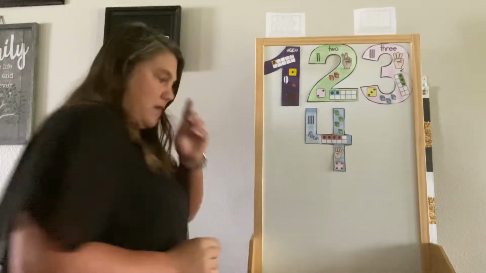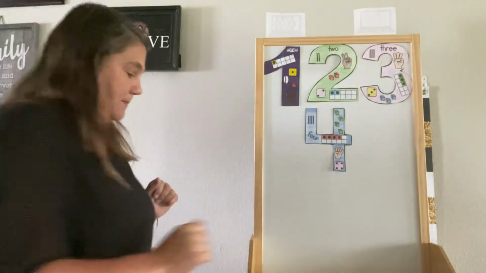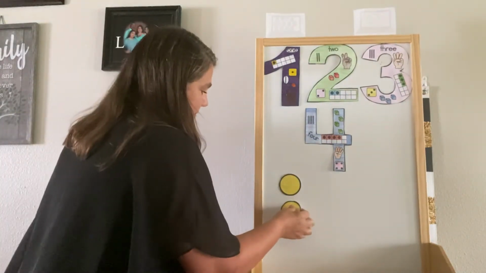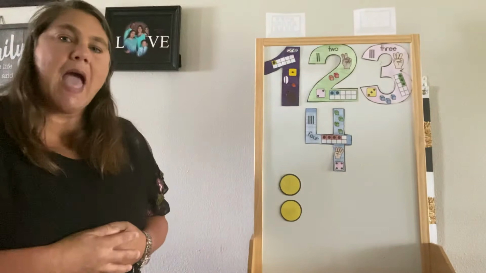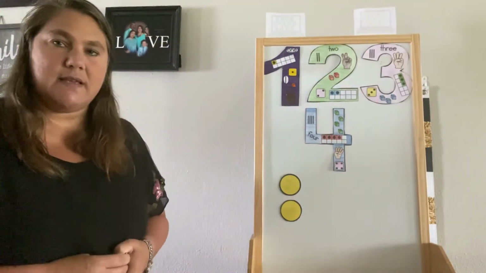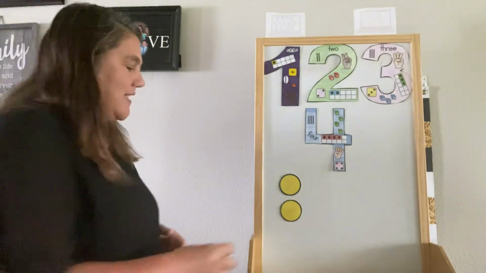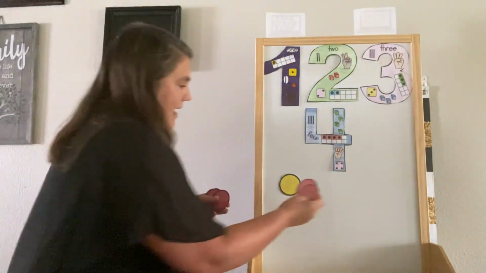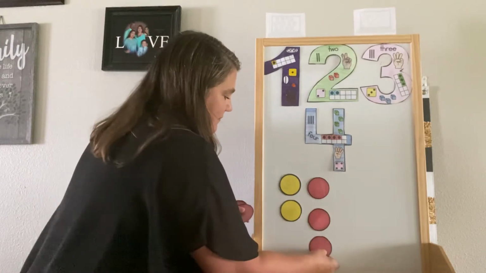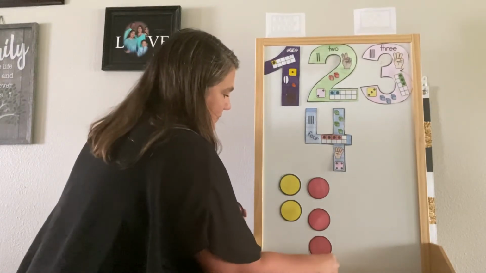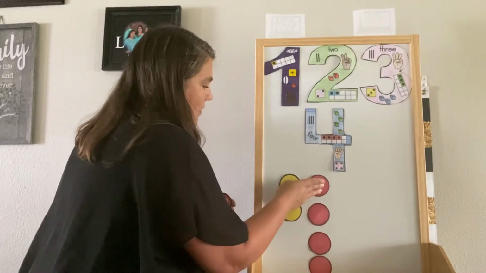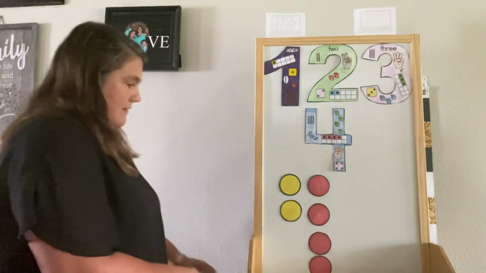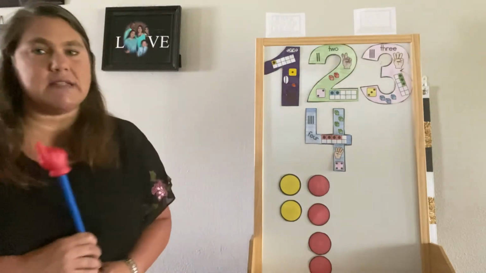All right, are you ready? You might want to close your eyes. Open them. How many yellow dots do you see? That's right, friends. It's 2 yellow dots. All right, now I'm going to add some red dots. All right, how many red dots do you see? Good, it's 4. Let's check to make sure.